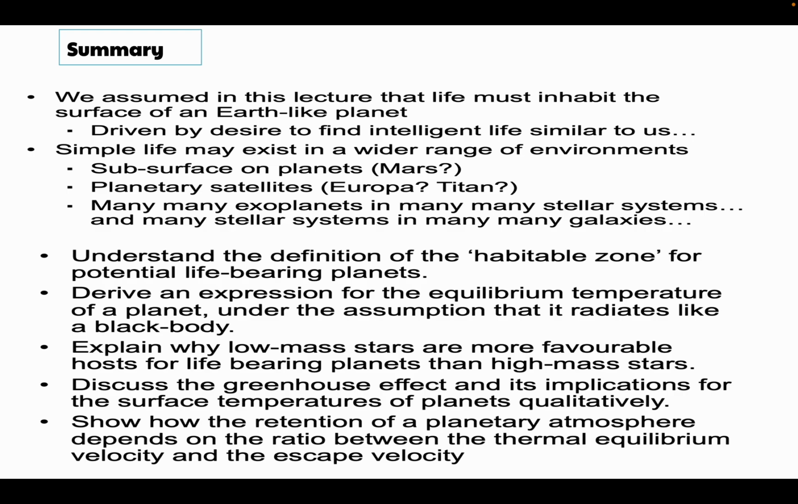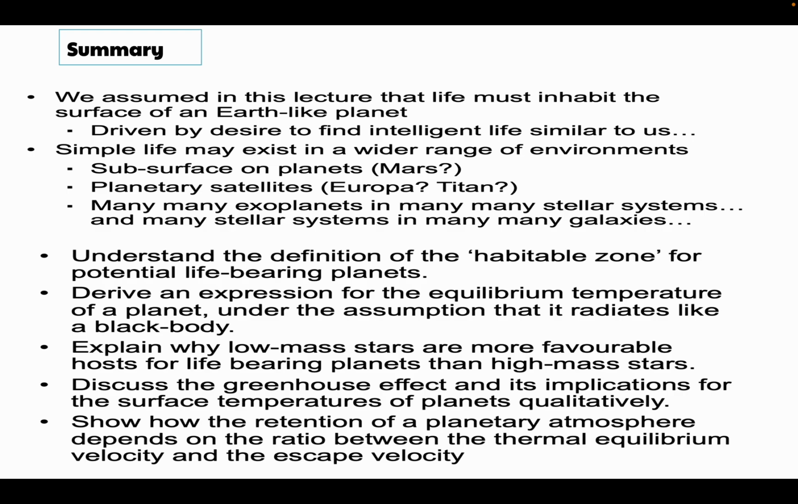We just tried to derive an expression for the equilibrium temperature for the planet under the assumption that the star is radiating as a black body, and the planet is radiating as a black body. We explained why low mass stars are more favorable to host life-bearing planets than high mass stars, because the high mass stars die within a giga year. They sometimes have stellar wind, those kinds of things. Also they emit very high energy photons which cannot sustain life.